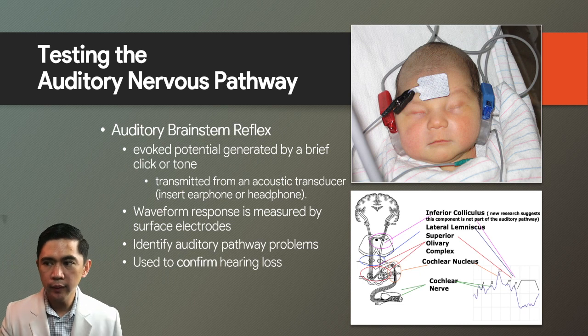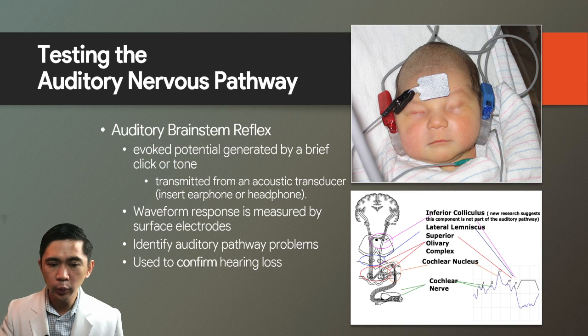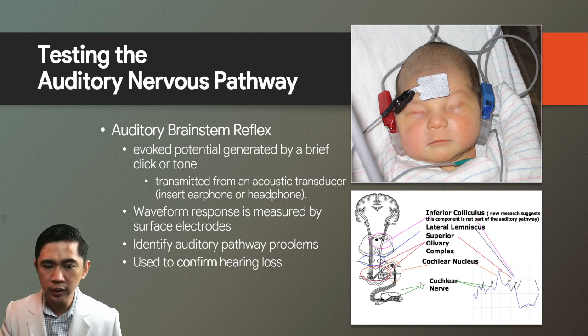So the ultimate test to confirm that no sound is going to the brain and the brain cannot hear sound is the ABR. Because once there is no sound wave generated in the pathway, meaning the sound just stops short at the cochlea and never transfers up. So this is the way to confirm hearing loss.